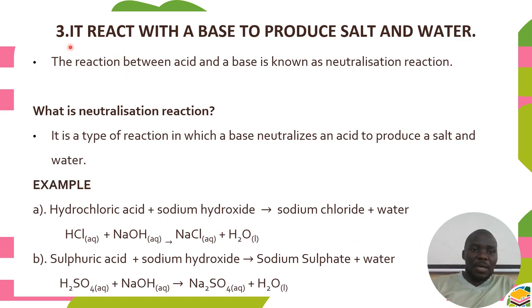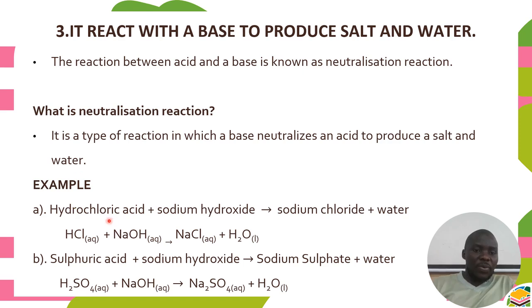The other property is that an acid can react with a base to produce salt and water. This reaction is known as a neutralization reaction. That's why we say that the reaction between an acid and a base is known as a neutralization reaction. What is a neutralization reaction? It's a type of reaction in which a base neutralizes an acid to produce salt and water.